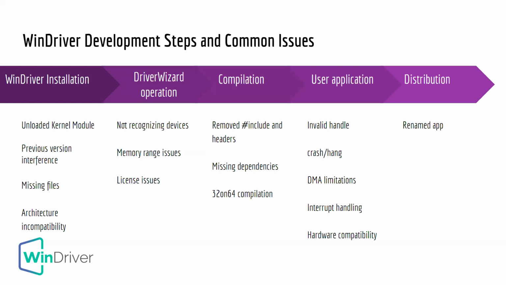We know that some clients download the wrong architecture, so they have the wrong installation file. Some have previous WinDriver versions installed on the computer, which can cause kernel module issues because there is already a WinDriver kernel module being used by the operating system. We also have a guide for how to upgrade your WinDriver installation and your WinDriver project driver. So everything is in the documentation.